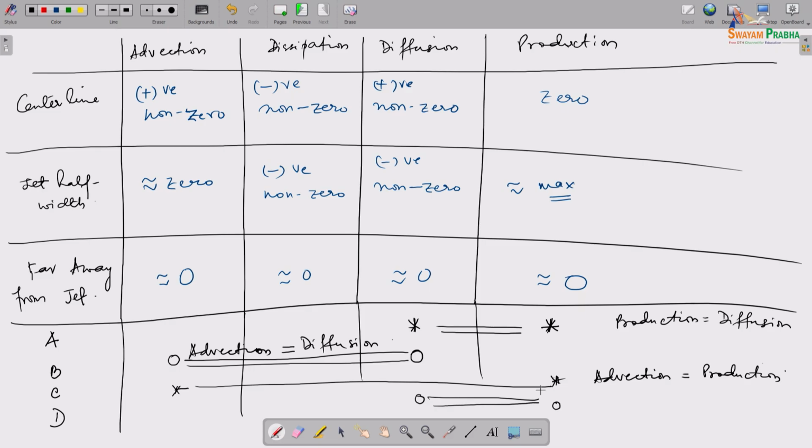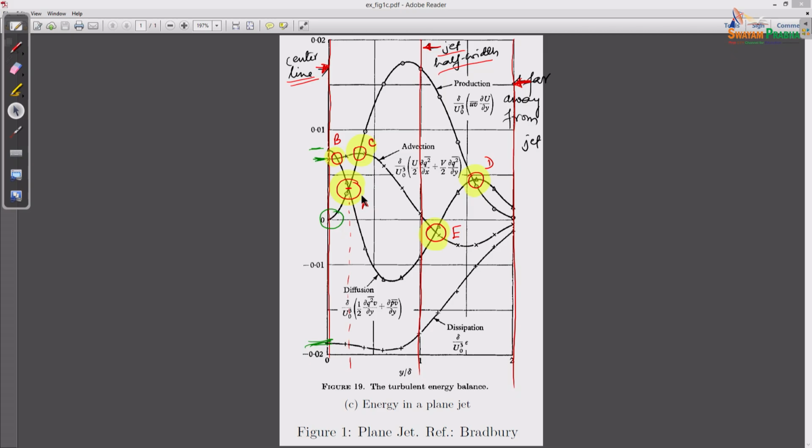Interesting. Again, production is equal to diffusion, so you could say D and A are similar points. If you see, this is A and this is another D, and the values are almost nearly the same. The values of diffusion and production are the same at both these locations. That's interesting, right? And then at E, advection is the same as diffusion.